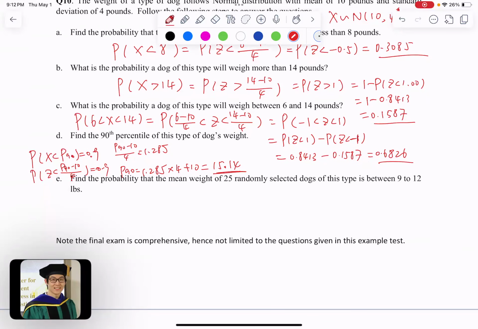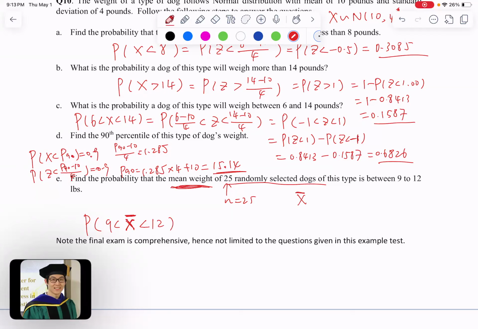Okay, last question, part E. Find the probability that the mean weight, average weight of 25 randomly selected dogs. So that's n, right? Equals 25. And between 9 and 12, right? So that's probability of 9 smaller than x bar, because this is the mean weight. So we look at the sampling distribution.